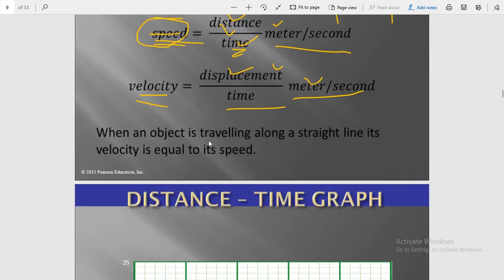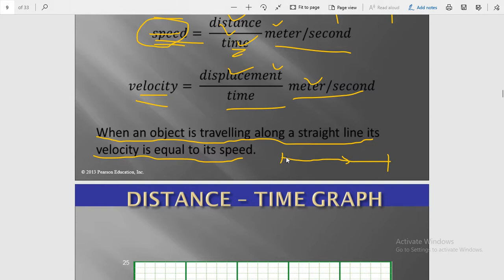When an object is traveling along a straight line, its velocity is equal to its speed. Very nice. This point is very interesting. In some cases, speed and velocity can be the same, and that is the case when motion is in a straight line. Suppose an object is moving like this in uniform motion, it means its distance and displacement are both the same.